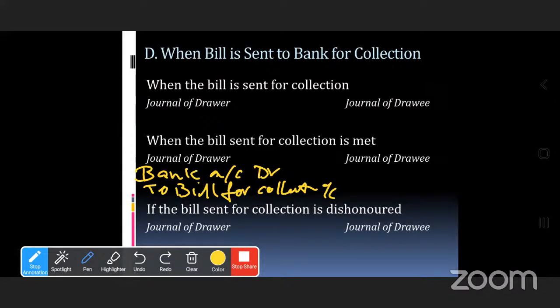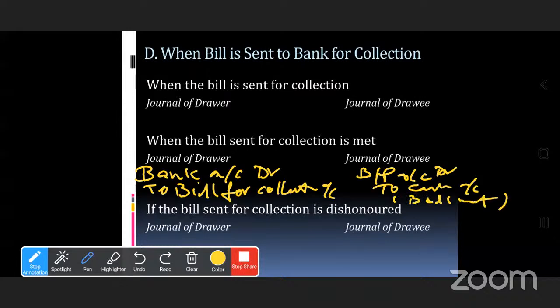In the books of drawee, we will be writing as bill payable account debtor to cash account. That is bill being met. Bill met. Okay.